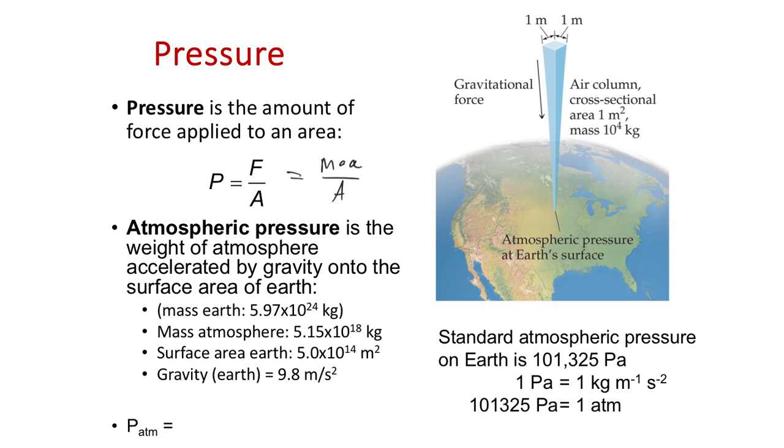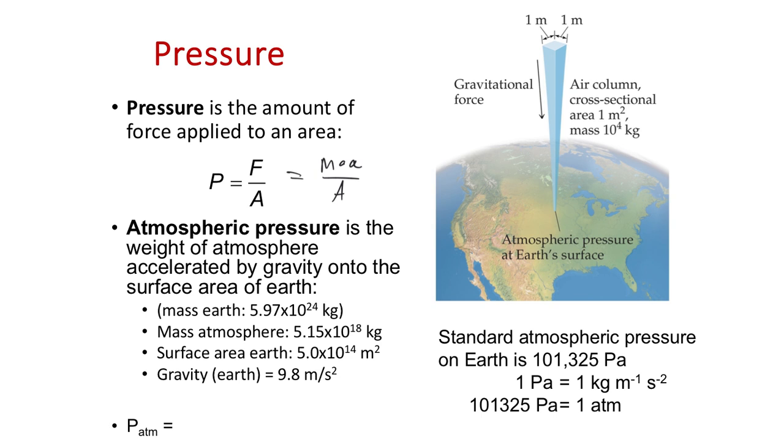Now, atmospheric pressure: on the surface of Earth, we have a pressure due to the atmosphere, and that's due to the gravity that's accelerating the atmosphere towards the surface of the Earth. And so atmospheric pressure is the weight of the atmosphere that's being accelerated by gravity onto the surface area of Earth.